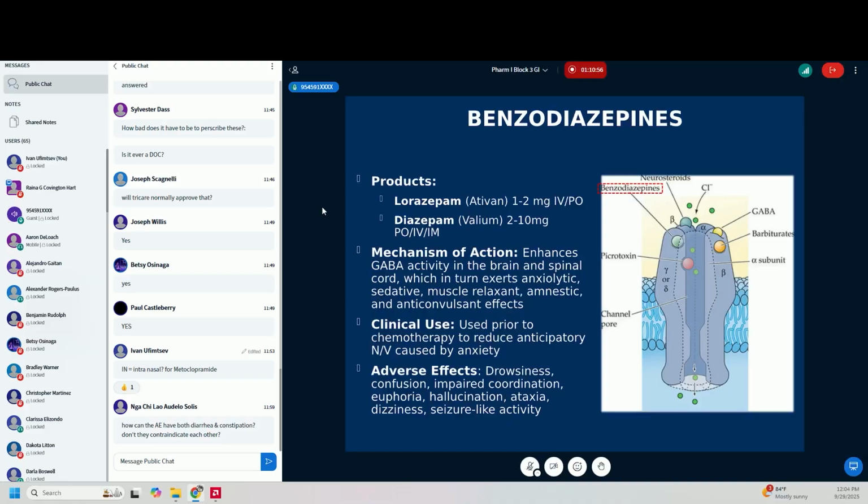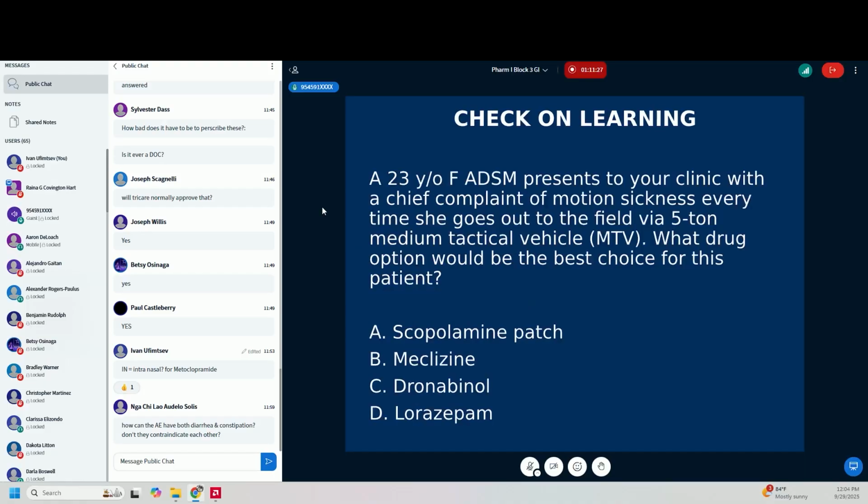Some patients will do this every single time they have their chemo. They're so anxious about the after effects, how they feel after the chemo. Some of them have been on chemo for a while and they still experience this, and we will still sometimes treat our patients, okay? Looking at our adverse effects, drowsiness, confusion. I know it's not listed on there, but these are controlled medications, so understand that addiction is also a possibility here, and that seizure-like activity can occur in our patients. So quick check on learning.